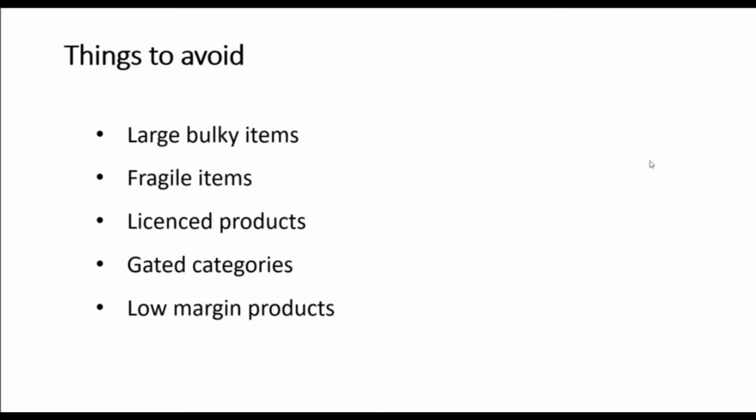Larger items like furniture can be fragile, but there are also lots of smaller items which are fragile, for example light bulbs. Licensed products can be a problem, and by this I mean things like alcohol or medical products. These products will probably require a license to sell, and the number of sellers on a platform is probably restricted. You should also avoid low margin products. Before you purchase any products, work out the margins on the products that you are buying.